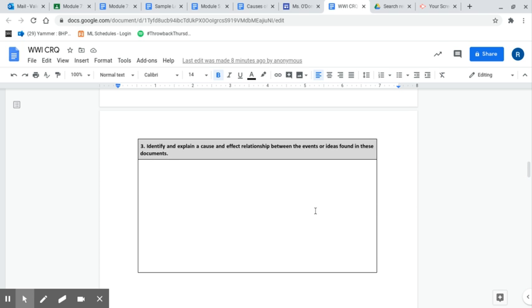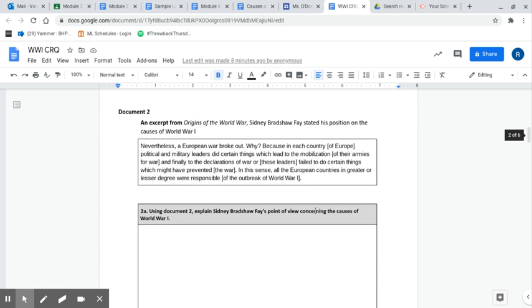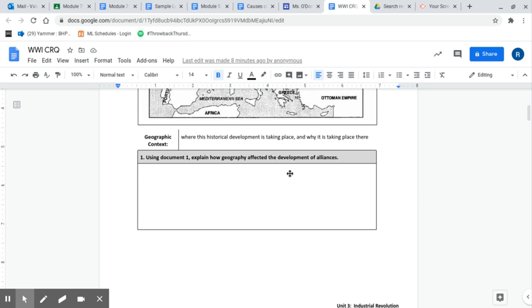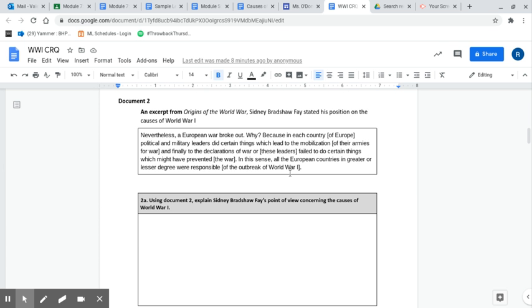And then lastly, they're going to identify and explain the cause and effect relationship between the events or the ideas found in these documents. So again, connecting document 1 to document 2 as to why these alliances are going to lead to European war breaking out.